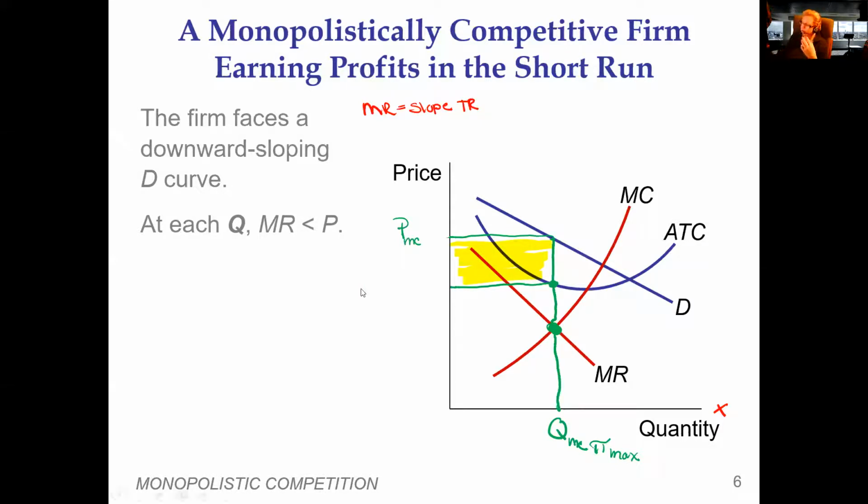Now this is important because when we talk about that profitability, because we have free entry and exit in this market, remember that profitability does what? That's right, it invites competition.